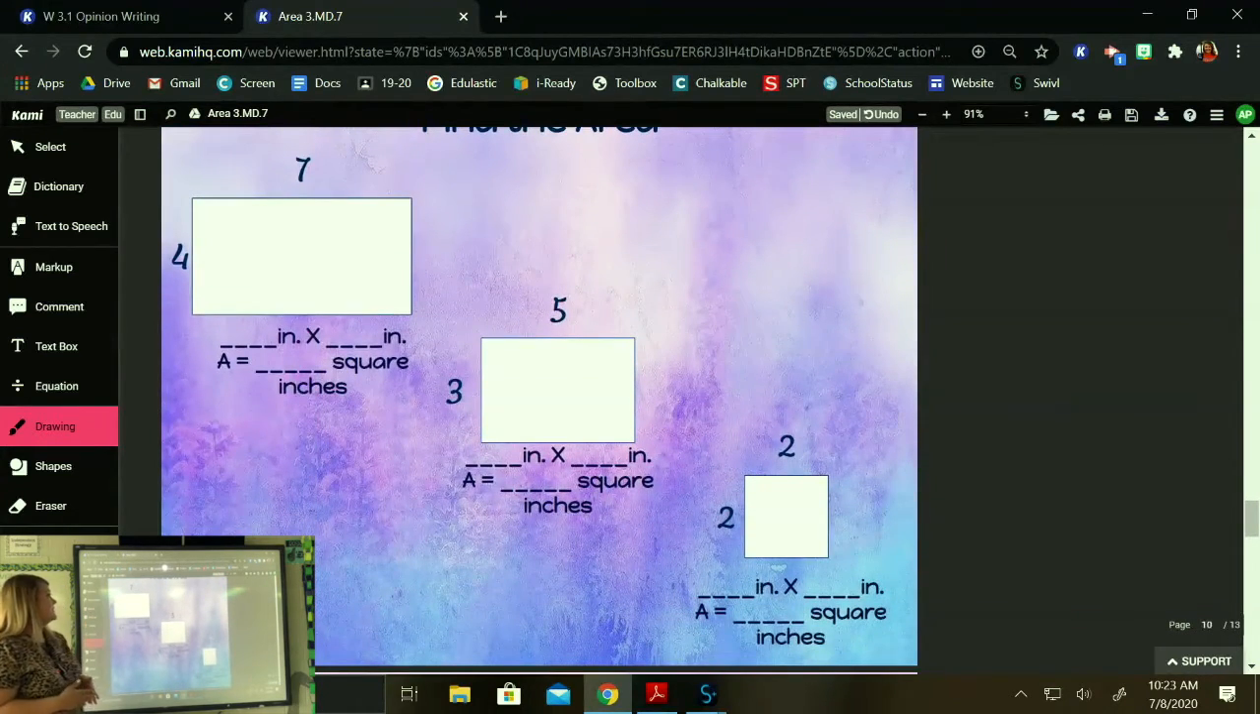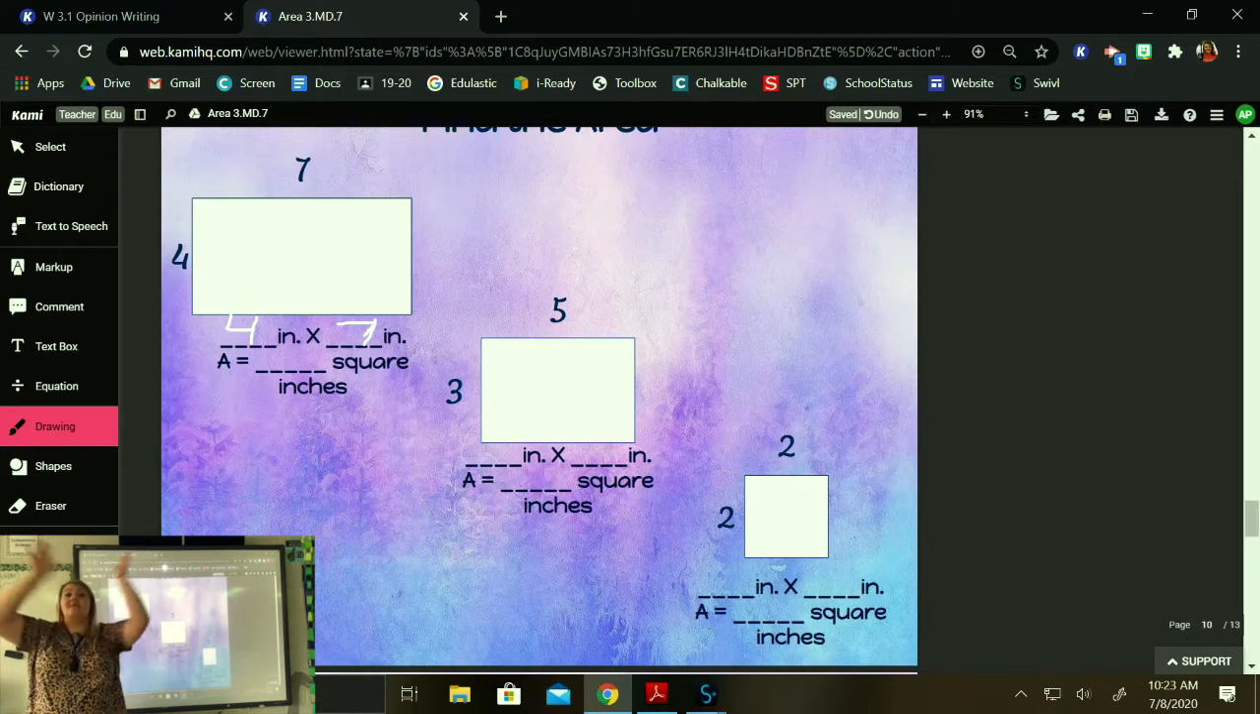Our first problem, we have a width of 4 and a length of 7. So we're going to say 4 inches times 7 inches. Let's multiply that out. 4 inches times 7 inches equals 28 square inches. I want you to pause the screen and work on this one by yourself. We have the width is 3 inches times 5 inches. So we're going to do 3 inches times 5 inches equals 15 square inches.